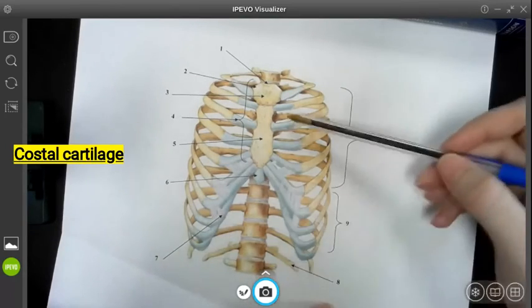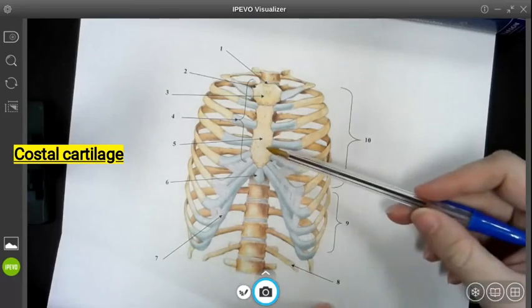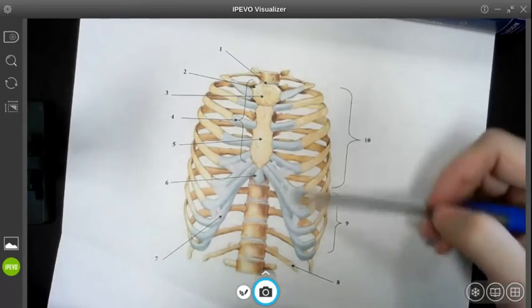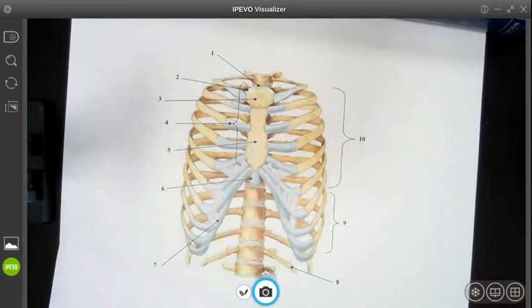7 is pointing at that costal cartilage, which attaches to the sternum and the ribs, forming a connection. This is important because it allows some flexibility in the rib cage. So when you breathe in and out, your rib cage is going to expand and contract, and that costal cartilage there is what allows that to happen. So it allows your lungs to fill up with air.